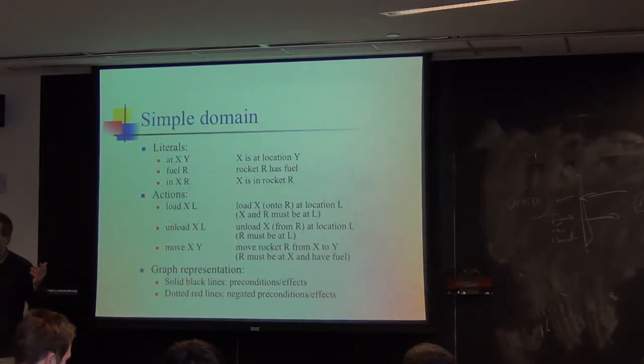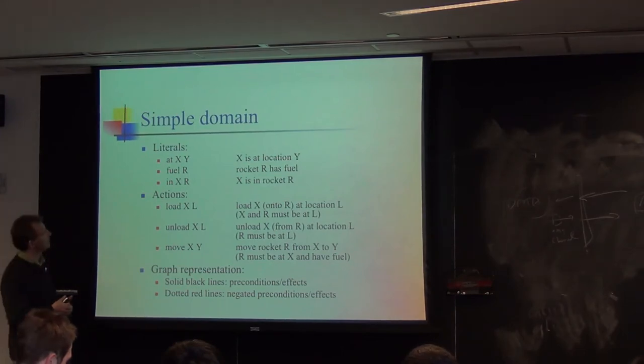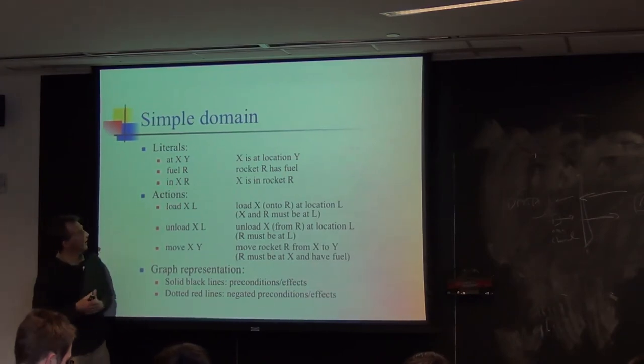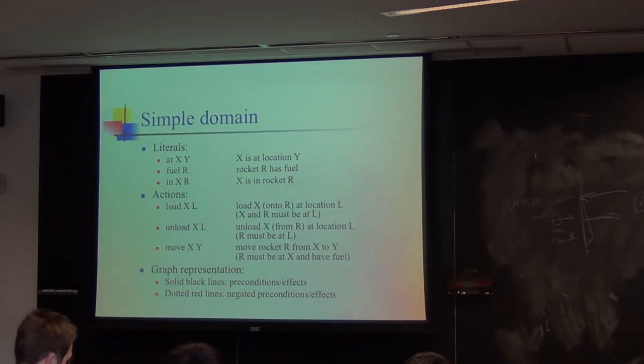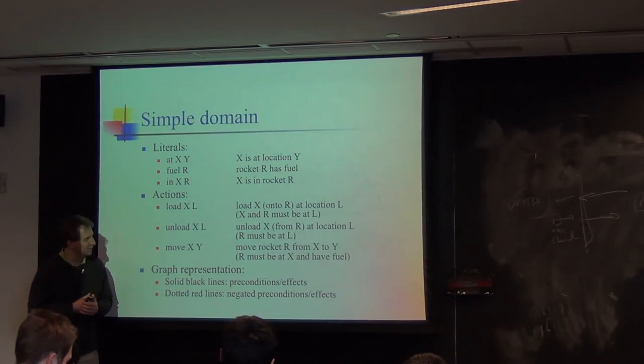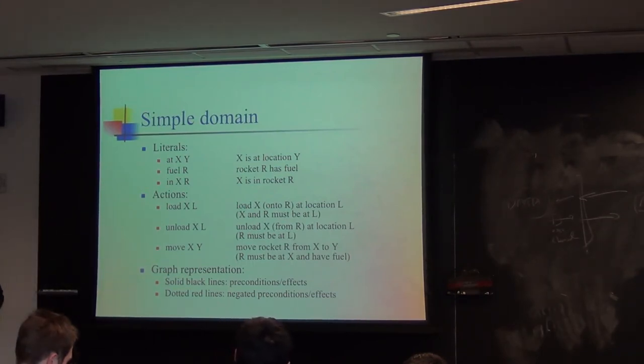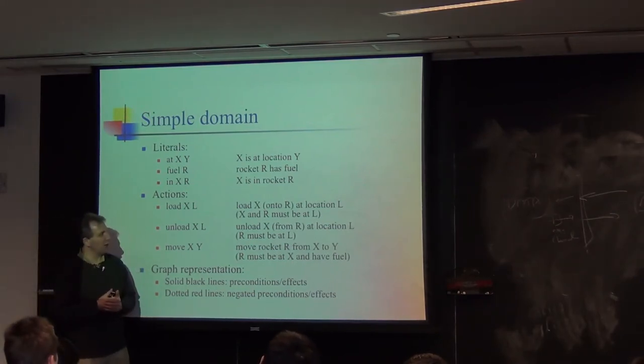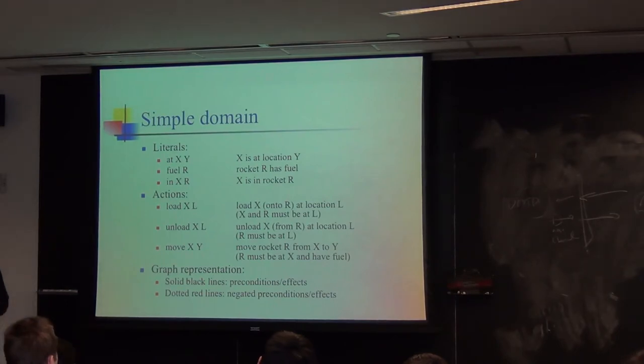Okay, so let's look at a simple domain for this. The initial state is: X is at Y, the rocket R has fuel, and X is in R. So X is in the rocket, R has fuel, and X is at location Y. The actions are: load X onto R at location L, where X and R must be at L; those are the preconditions. Unload X from R at location L, where R must be at location L. Move R from X to Y, where R must be at X and have fuel. All right?